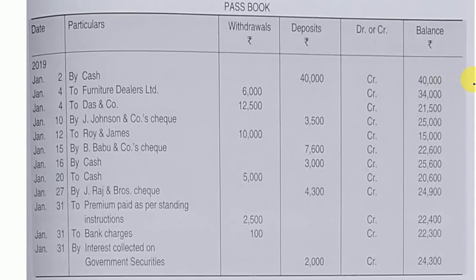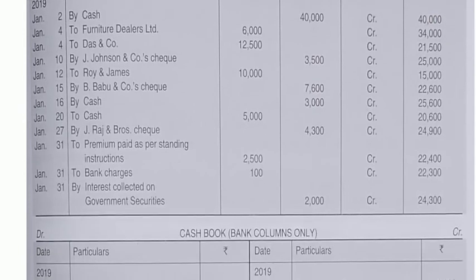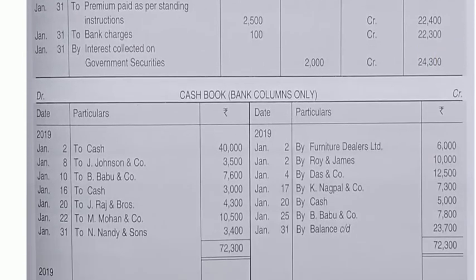But when the month ended on January 31st, the last transaction entered here is interest collected on government securities in the deposit column. The balance of the passbook on January 31st reflected by this passbook is 24,300. So just keep in mind this amount, 24,300, is the balance carried down of the passbook. Now let us see if the balance carried down of the cash book is the same amount.